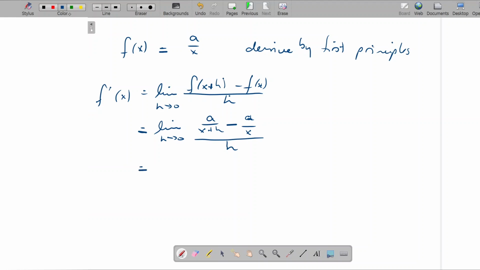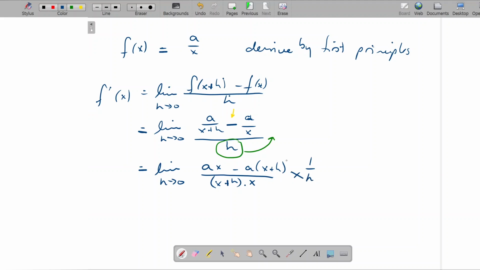Okay, I'm going to choose to do two things with it. I'm going to choose to bring this h out to the side. And as with all things when you add fractions, I'm going to look at an LCD over there. So I've got the limit as h tends to 0 of the common denominator, which would be x plus h times the x. So it is ax minus a times x plus h. And I'm dividing that by h, which you guys know is the same thing as multiplying by 1 over h. So I'm going to multiply this thing by 1 over h.